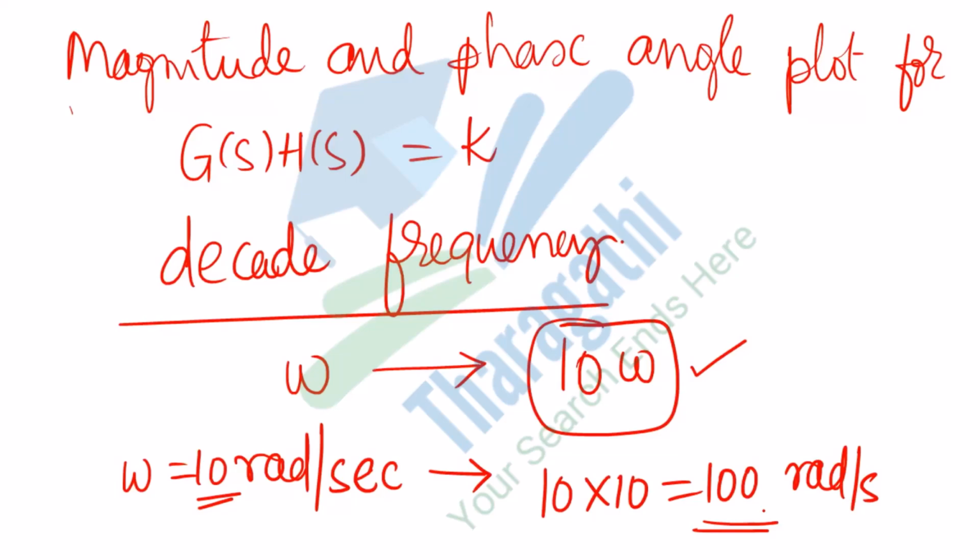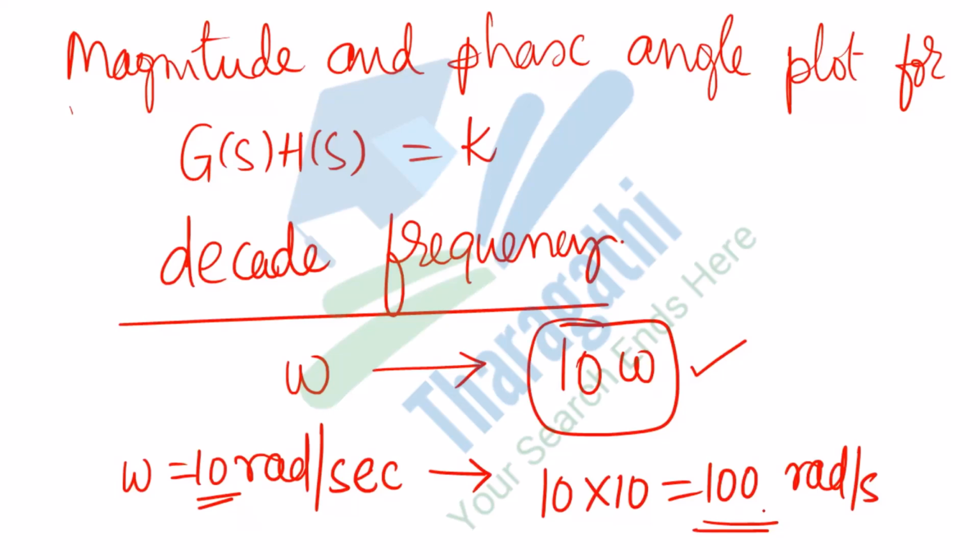Now you tell me, what is the decade frequency of 100? You multiply this 100 with 10, it will become 1000. So 1000 is the decade frequency of 100. Similarly, what is the decade frequency of 1000? 10,000. What is the decade frequency of 10,000? 1 lakh. So if you multiply a given frequency with 10, you will get a new frequency. That new frequency is known as the decade frequency of the given frequency.